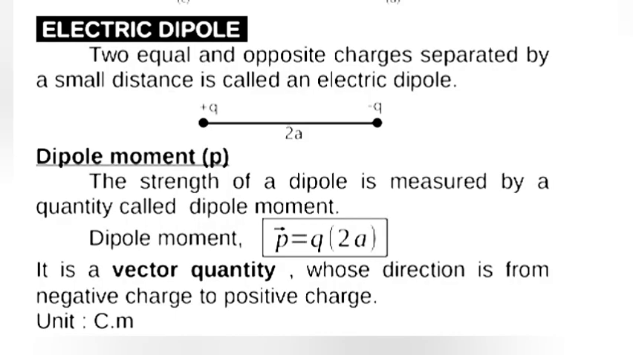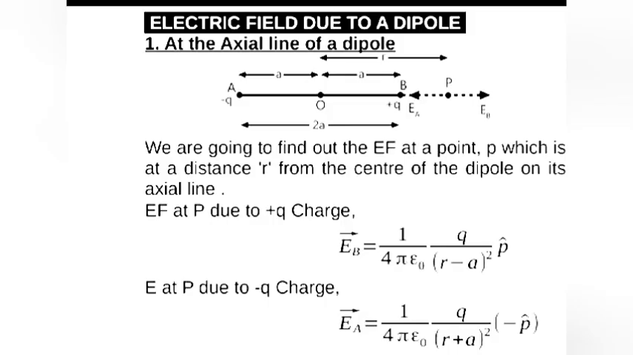Electric dipole. Two equal and opposite charges separated by a small distance is called an electric dipole. Dipole moment p. The strength of a dipole is measured by a quantity called dipole moment. Dipole moment p is equal to q into 2a. It is a vector quantity whose direction is from negative charge to positive charge. Unit: coulomb meter.